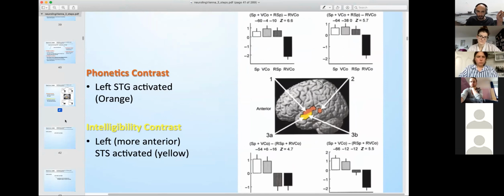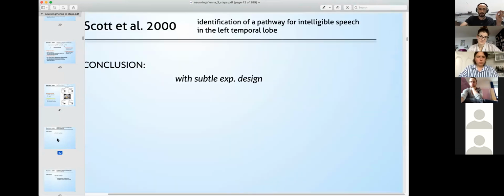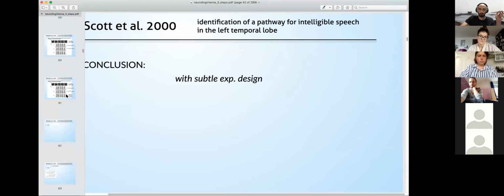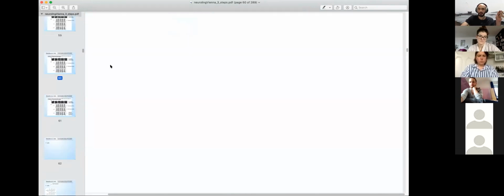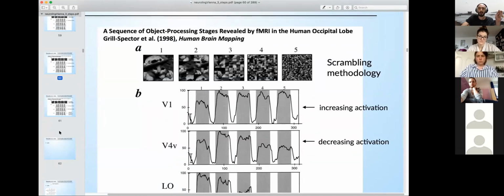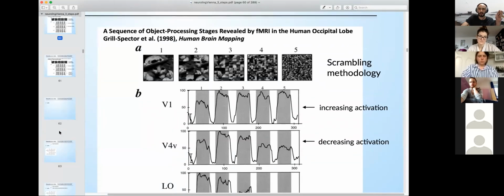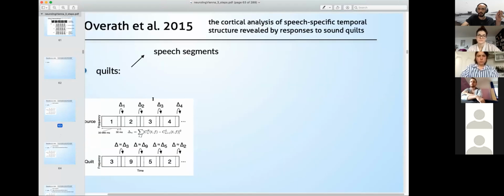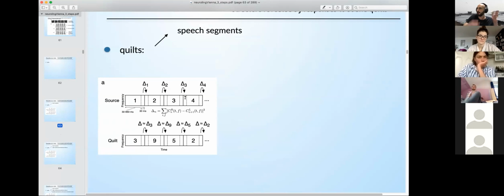Now this area here is exactly the same area that popped out with Overath. So if you remember, the idea of Overath was to scramble pieces of sound. So this was your sentence. You would cut it into pieces of different length, and then you would scramble these pieces. And you would get this, basically.